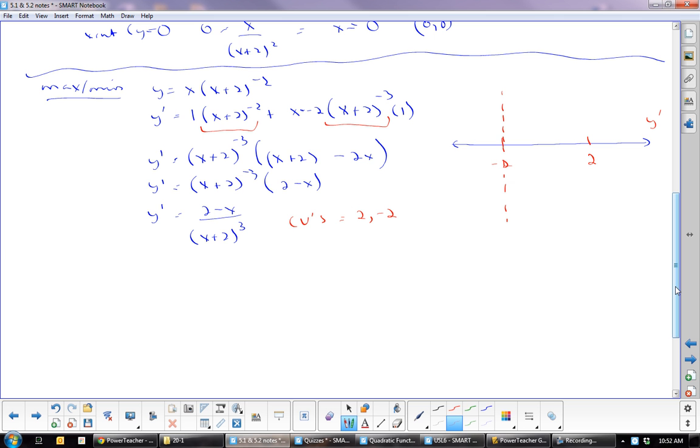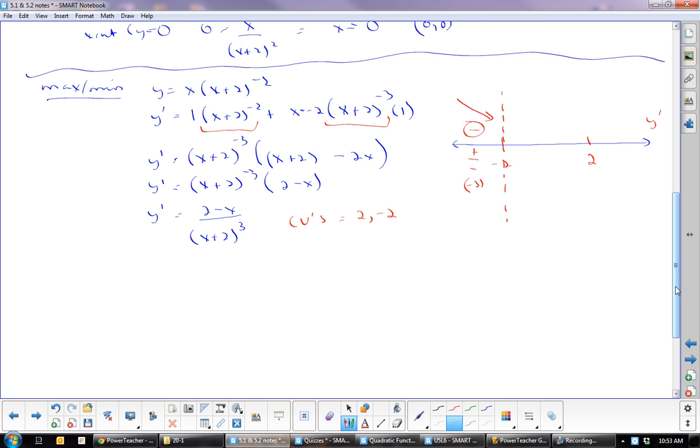Okay, so test values. Try negative 3. Okay, so 2 minus negative 3 would be positive. And I've got negative 3 plus 2 is negative. All cubed is negative. So I have a negative there. So I'm falling, right?